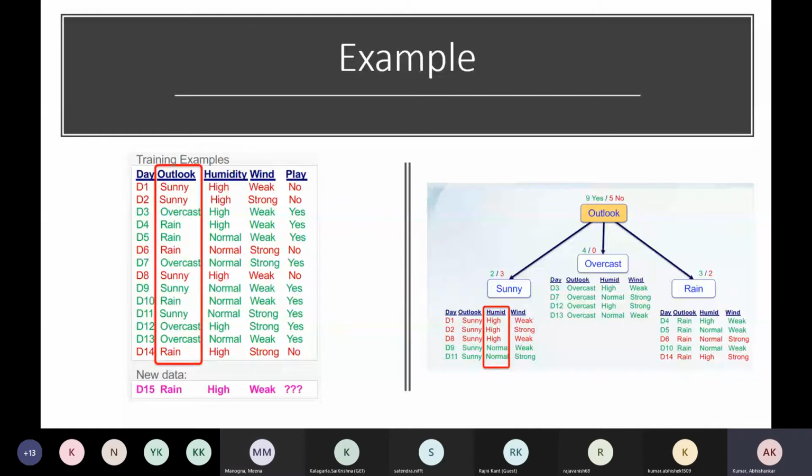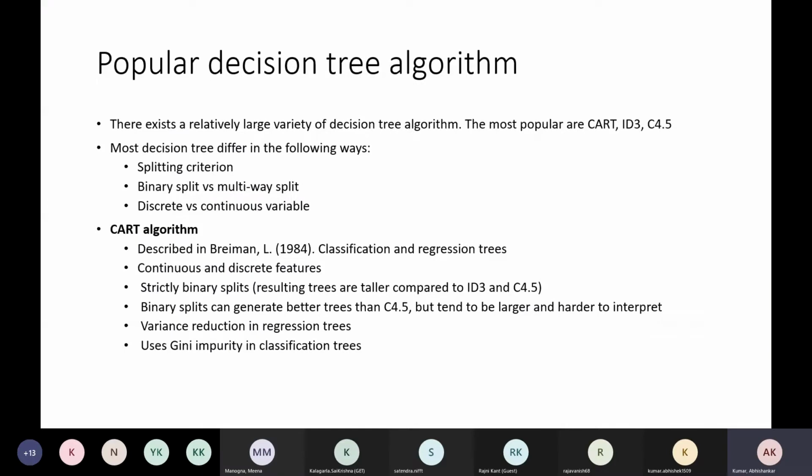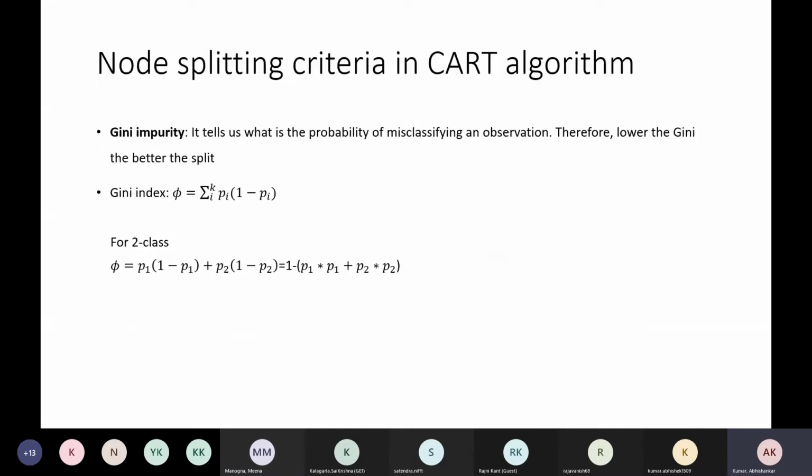So we are formally going to define a number actually, which tells us exactly what this number is, and when we split the tree, what is going to be the Gini index. So Gini index actually tells us the probability of misclassifying an observation.